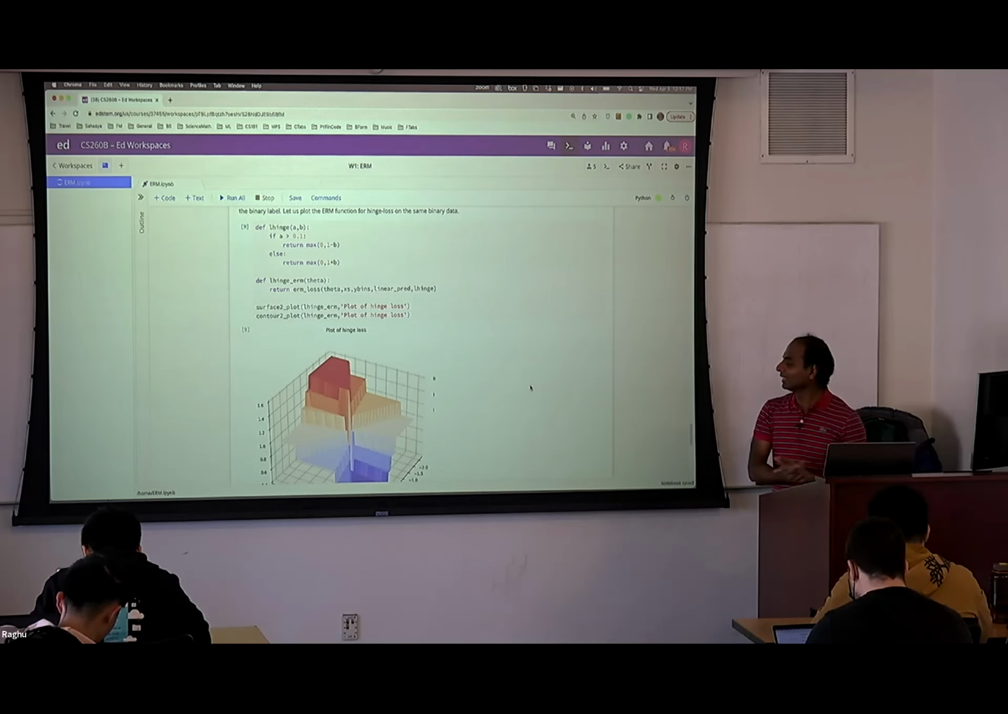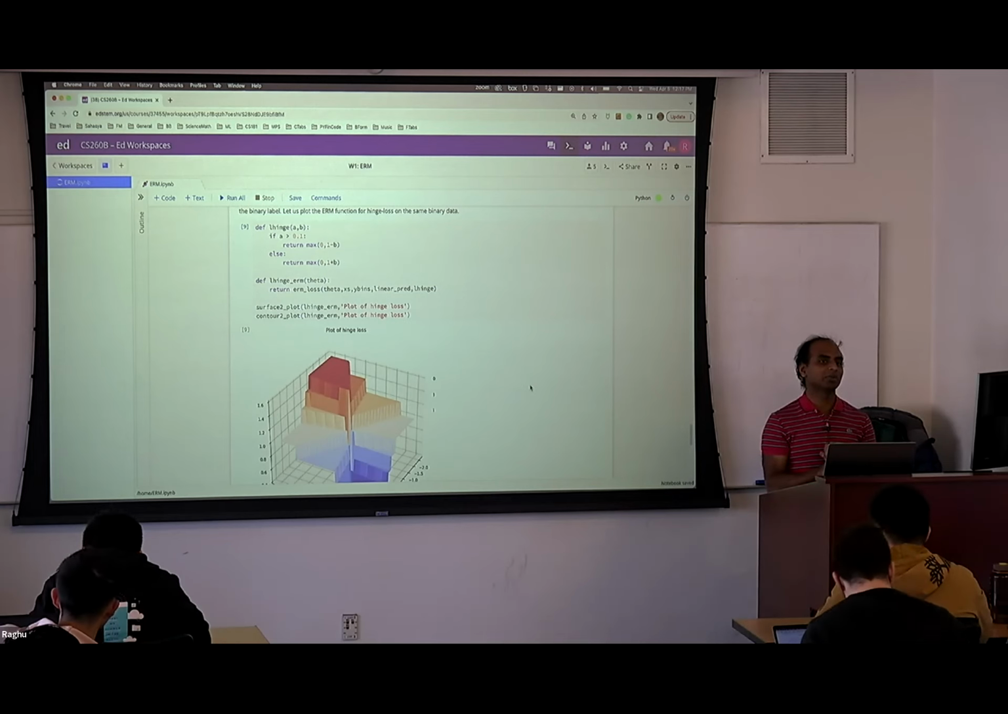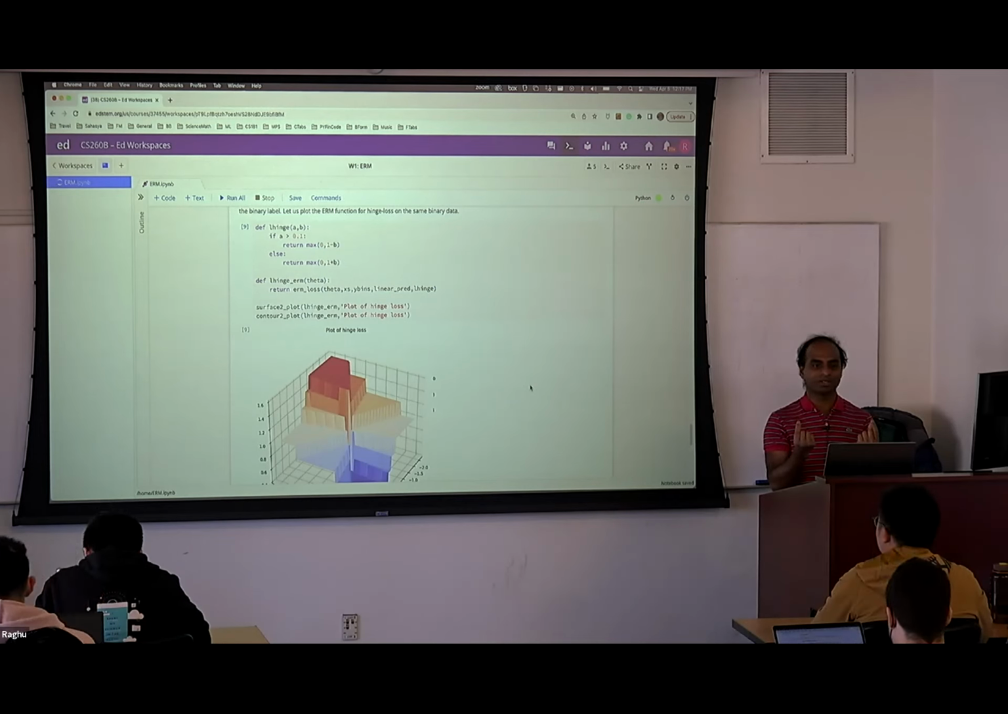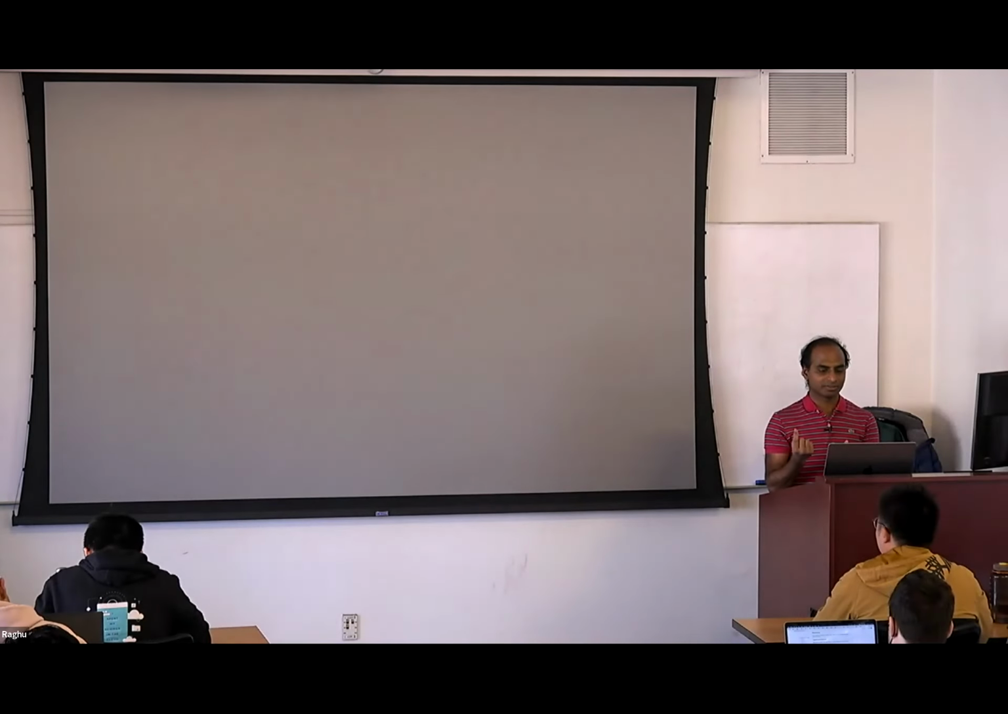Okay, so in any case, by changing just the loss function, the prediction family is staying the same. You're only changing how you evaluate two label predictions: squared loss, L1 loss, 0-1 loss, hinge loss.